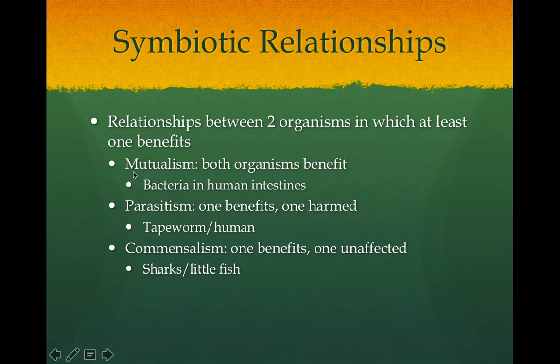The first type of relationship is called mutualism. And if something's mutual, it means it's equal to both. So both organisms will benefit.